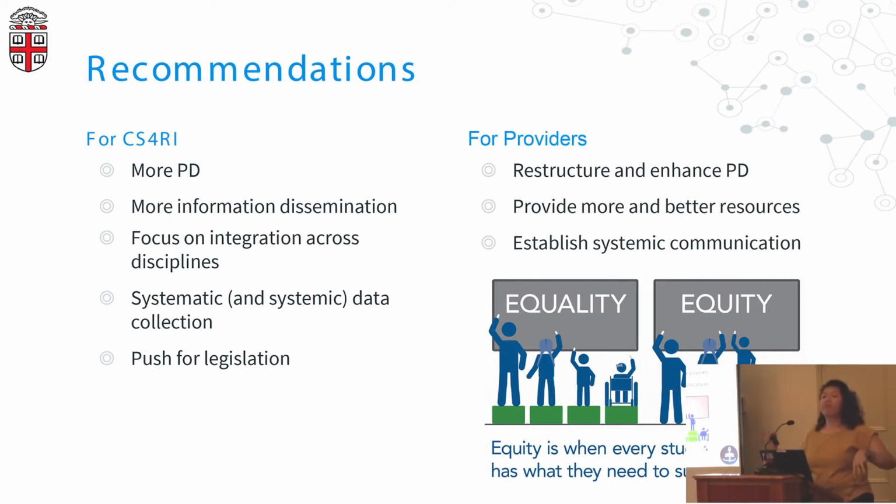I have very specific recommendations that I crafted, and I created recommendations for program providers as well as for CS4RI. But for the intents and purposes of this presentation, I just kind of categorize them into these broad buckets. Generally, we need to restructure and enhance professional development to address accessibility and universal design for learning. We need to make PD much more accessible. We need to do a better job of informing teachers and parents and students. And we need to collect data.